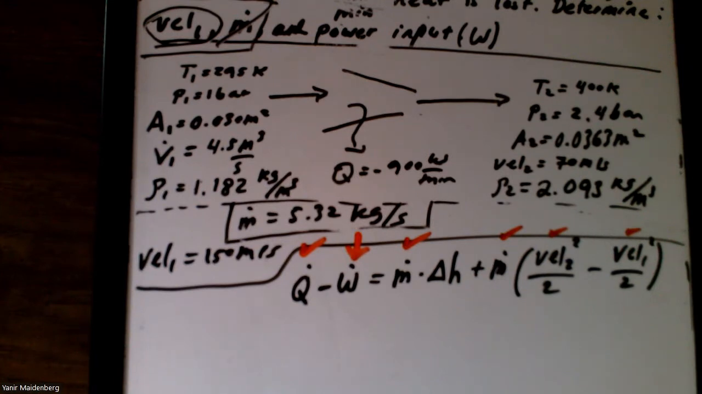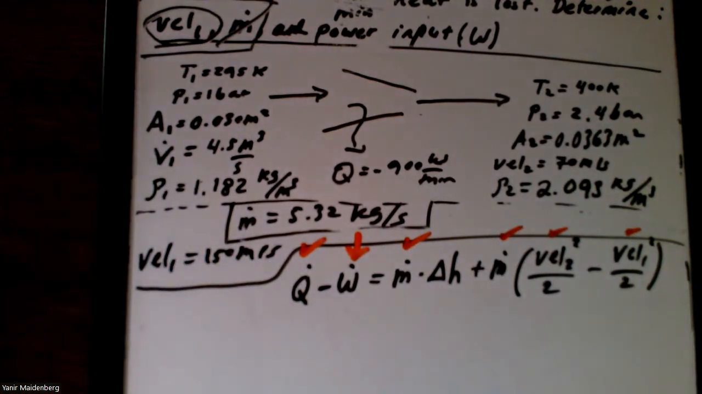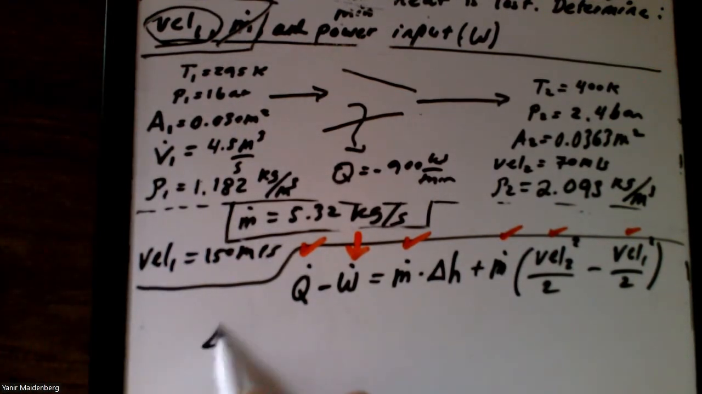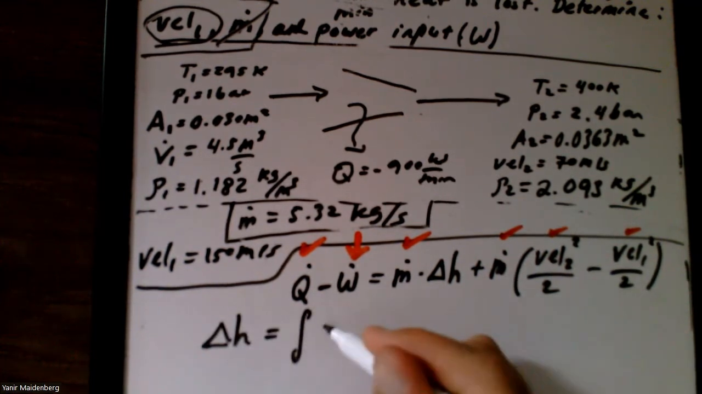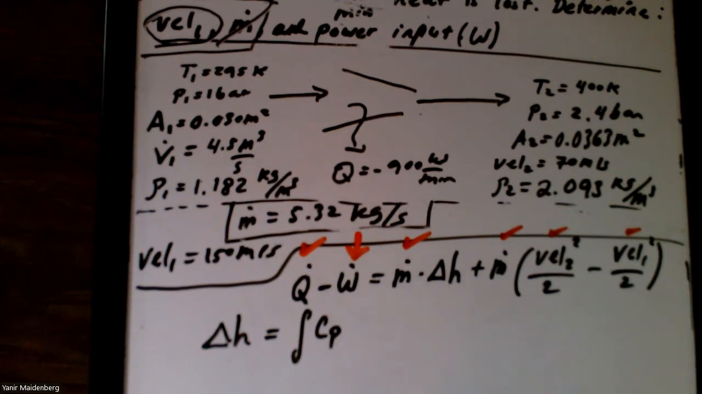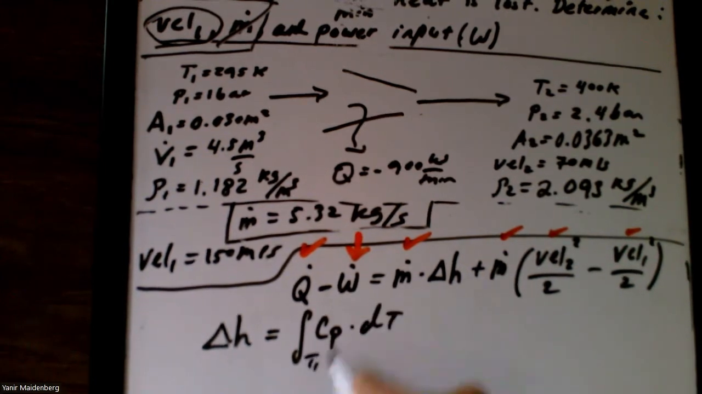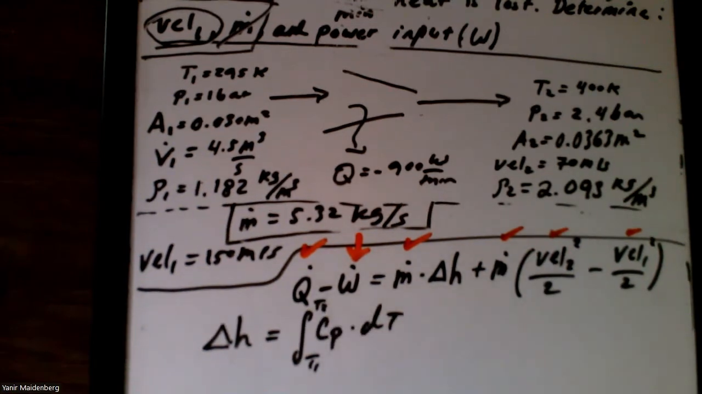So the specific enthalpy, that's for an ideal gas. The specific enthalpy is going to be the integral of the specific heat, constant pressure, dT, from T1 to T2. Okay, so I'm going to take a bit of a longer route. I don't have an average CP given to me, so I'm going to have to integrate it.